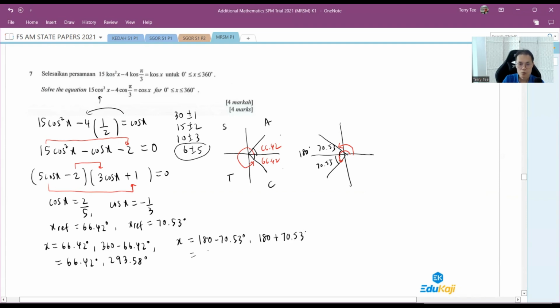So the first answer is 109.47. The second answer is 250.53. So all in all, you should have 4 answers: 1, 2, 3, 4. 2 for the first set of answers and 2 for the second set of answers. All right.